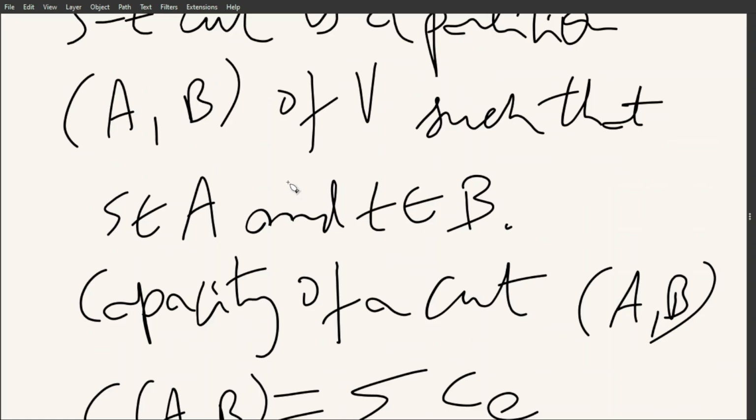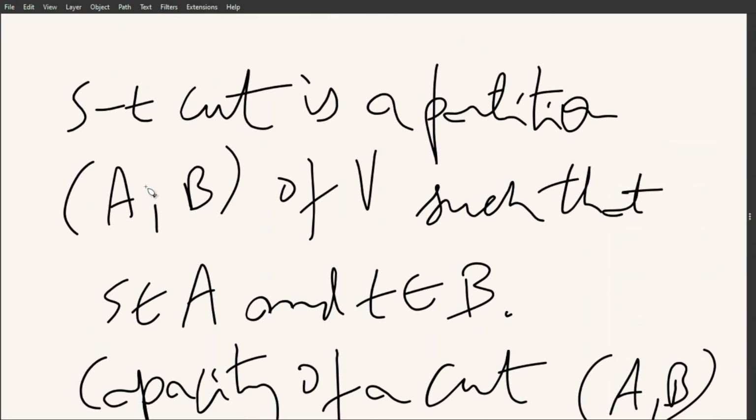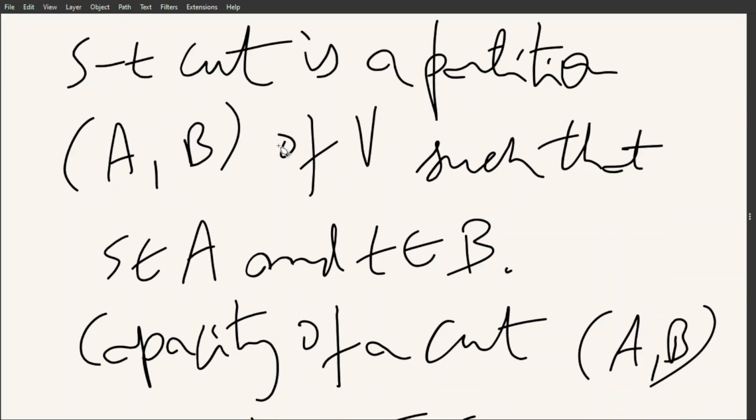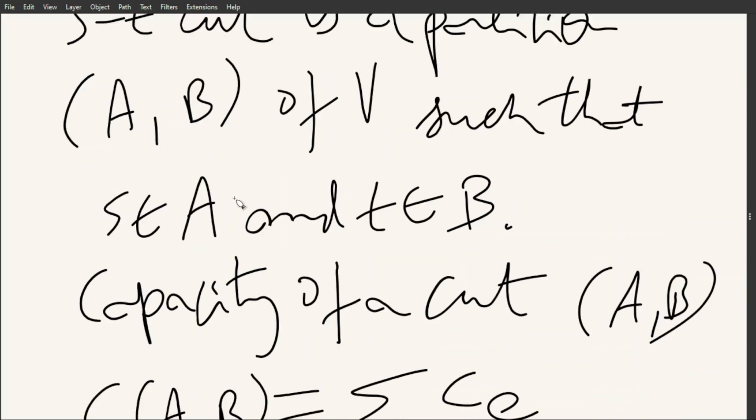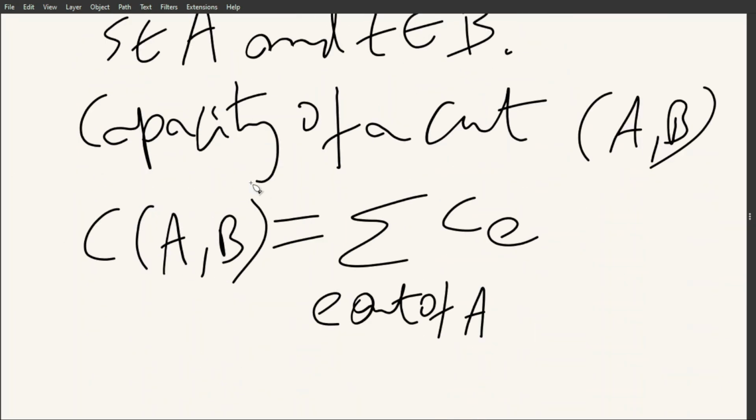So here we have defined an ST cut: just partition the vertex set into A and B such that S belongs to A and T belongs to B. Next we define the capacity of the cut simply as the sum of capacities of all outgoing edges from A. Make a boundary of A, see which edges are going out of A, and simply add the capacities. This is the capacity of the cut (A, B).